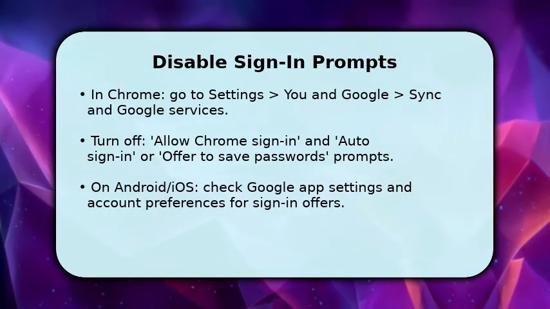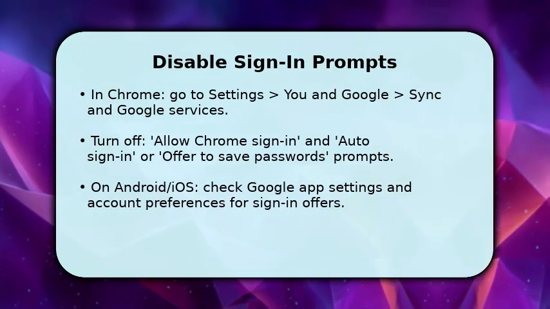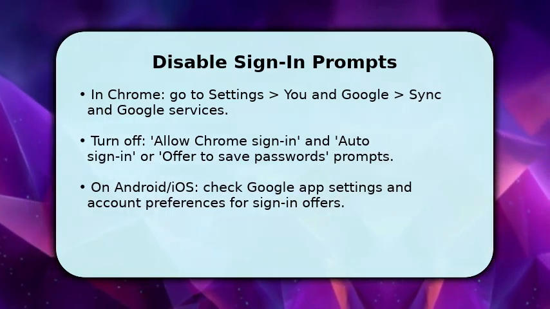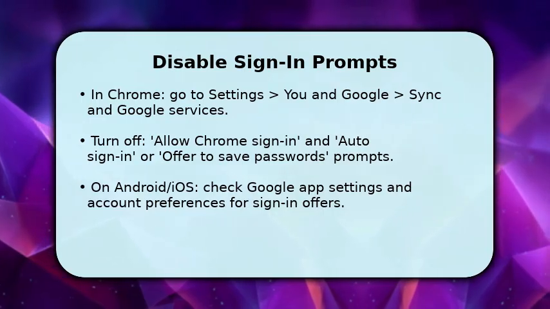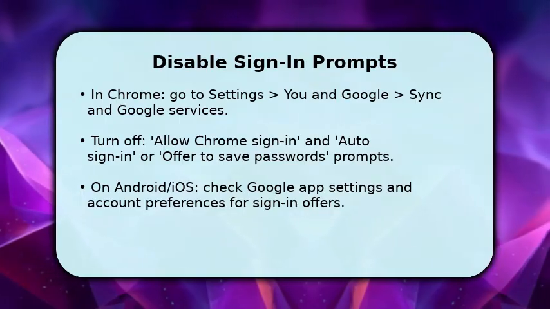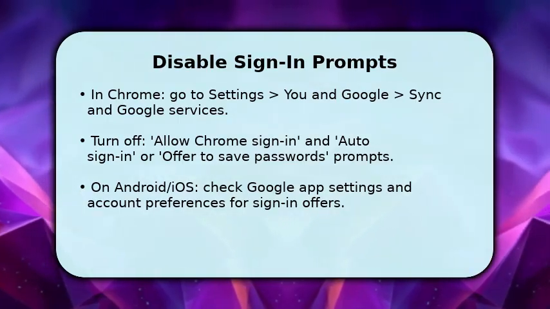On Android or iOS, open the Google app or account settings and locate Sign-In and Security or Accounts to disable sign-in suggestions and cross-app sign-in offers. Make the changes one at a time and watch for immediate feedback so you know which toggle suppresses which prompt.